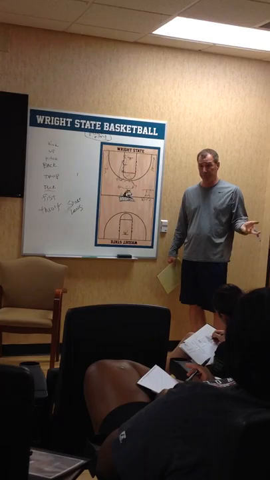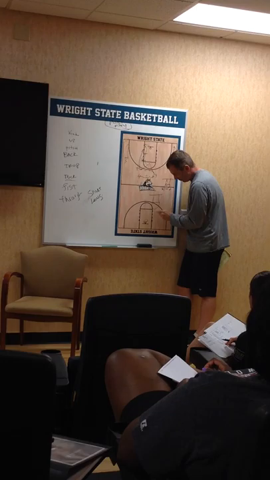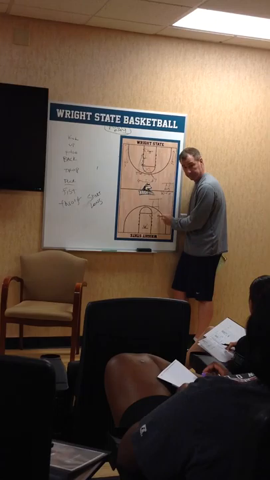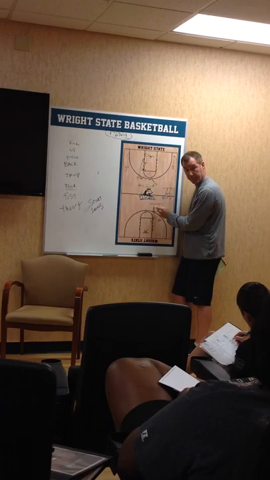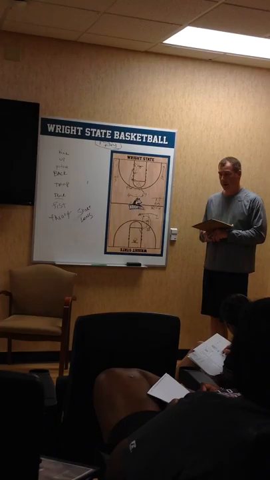And then you got rip flex. So the four has it over here. The five back screens the one. They throw it, and rather than post, they're screening here. Flex cut. And then on that pass there, it's a go cut, and you're back in dribble drive.